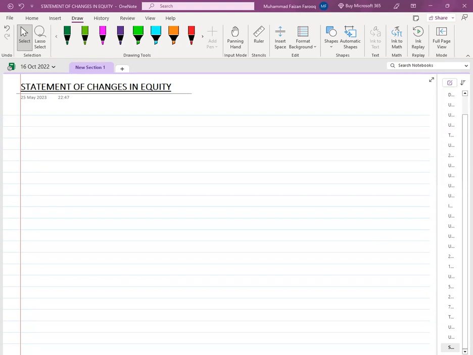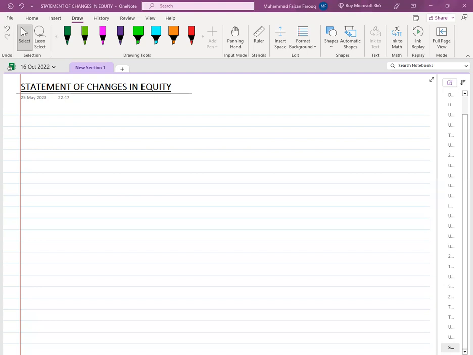During our studies of company accounts, we are aware that in a company the capital has too many items. Capital has too many features. Number one, share capital. Number two, share premium. Number three, retained earnings. Number four, revaluation reserve. Number five, other reserves.